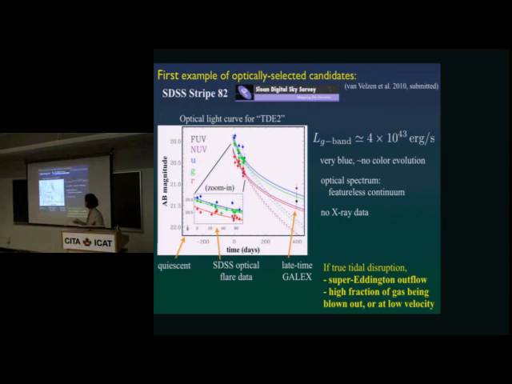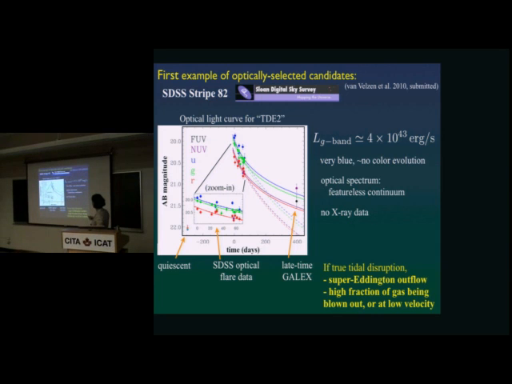And so I'd like to close by telling you about the future, which is now: we are actually finding optically selected tidal disruption candidates for the first time. These are results from the Sloan Digital Sky Survey, Stripe 82, from a paper by Van Velsen et al., which was submitted several months ago. Here is the light curve for one of the two events that they found.